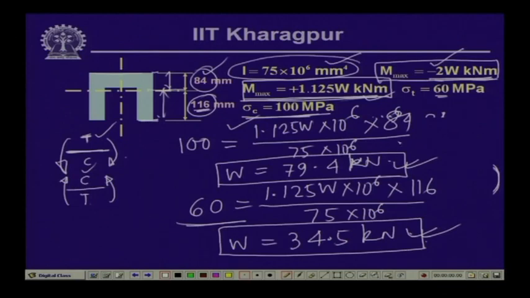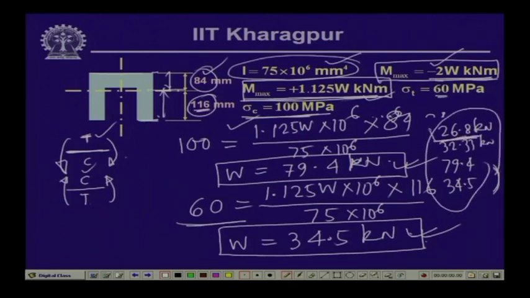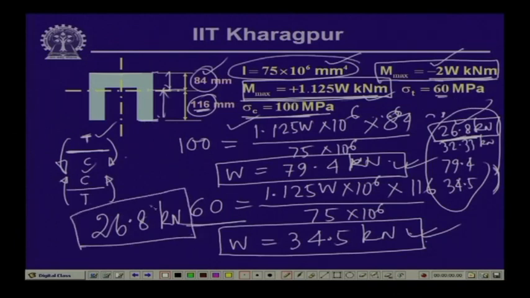Now, out of the 4 values we have obtained: one is 26.8 kilonewton and 32.33 kilonewton in the earlier case, corresponding to the maximum negative moment, and corresponding to the positive moment we have 79.4 kilonewton and 34.5 kilonewton. Out of these 4 values we find that 26.8 is the lowest value, and this is the value which we will have to apply on the beam member, so that all other stresses are within limit.